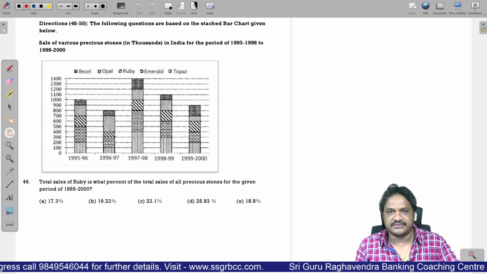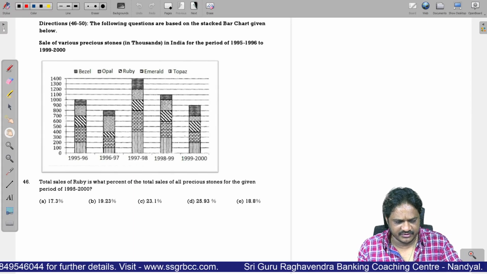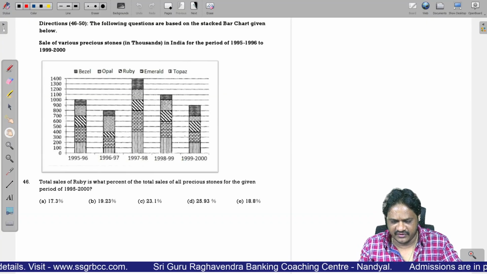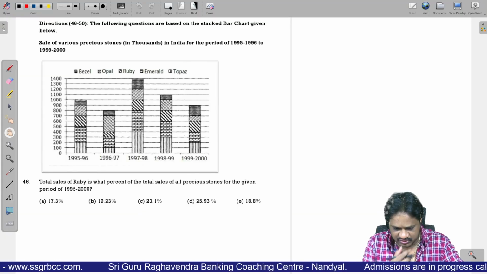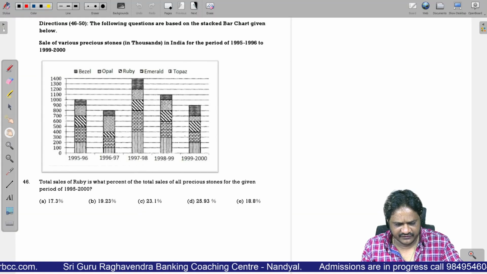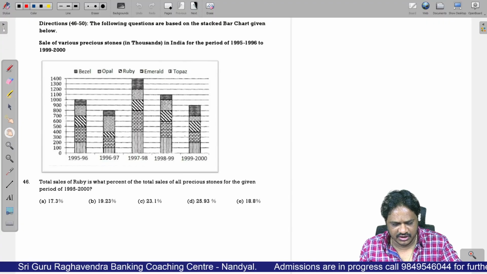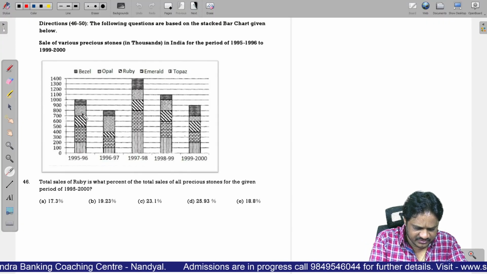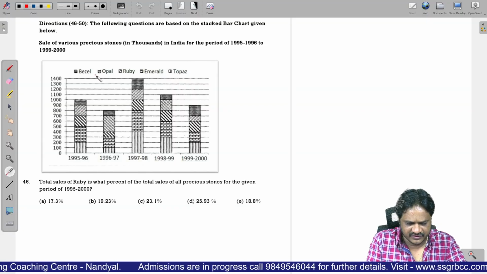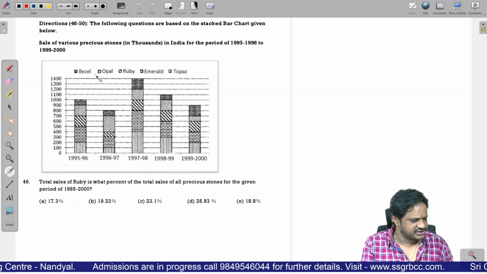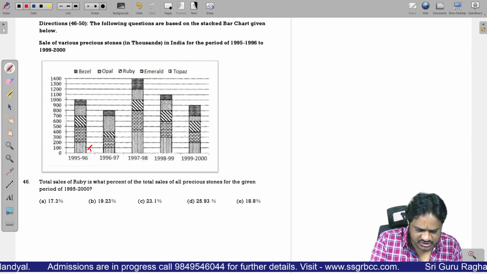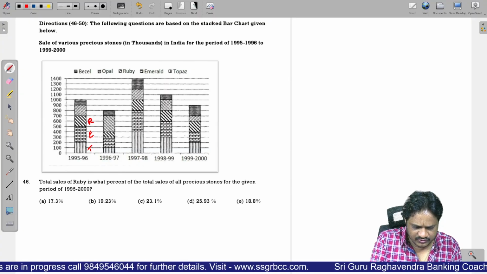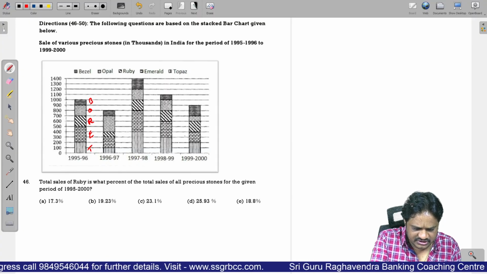The following questions are based on the stacked bar graph given below. It is the sales of various precious stones in thousands in India for the period of 1995-96 to 99-2000. There are five different types of stones, that is basil, opal, ruby, emerald, topaz. This is called a stacked bar diagram. There will be five divisions, and five divisions stand for five stones. The bottommost one is the topaz, then followed by emerald, then ruby, then opal, and last one is basil.